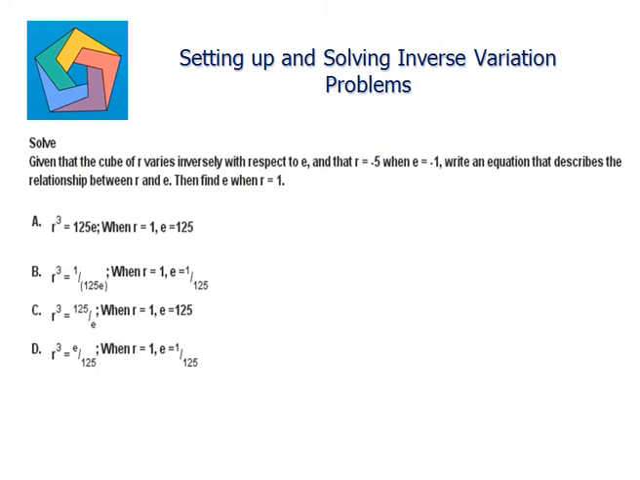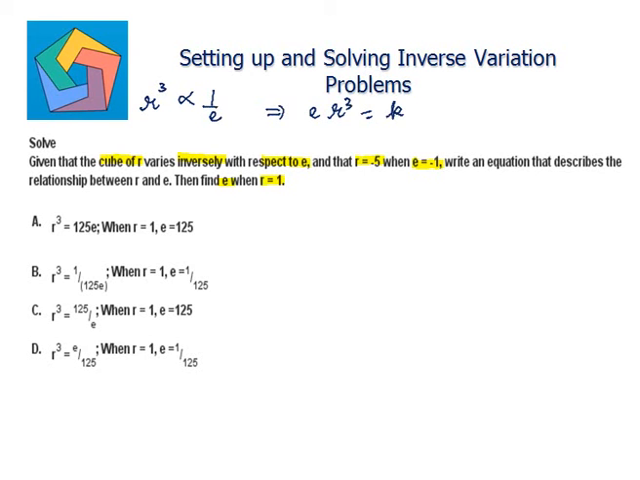Next problem. Solve. Given that the cube of R varies inversely with respect to E, and that R is negative 5 when E is negative 1, write an equation that describes the relationship between R and E. Then find E when R is 1. So cube of R means R cube varies inversely with respect to E. Implies E times R cube should be K.